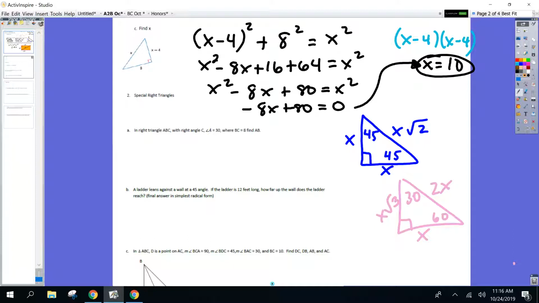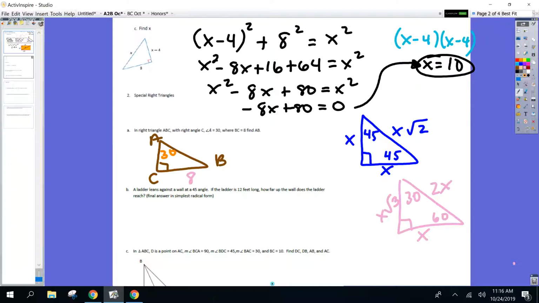All right, let's try a couple. And I don't expect you to be great at this, all right? But I think you could be. Right triangle ABC. Where's my right angle? What's it say? Where's my right angle? C. So there's A and B. What's angle A? 30. And the length of BC is 8. Okay, find AB. So first thing, what type of special triangle is this?